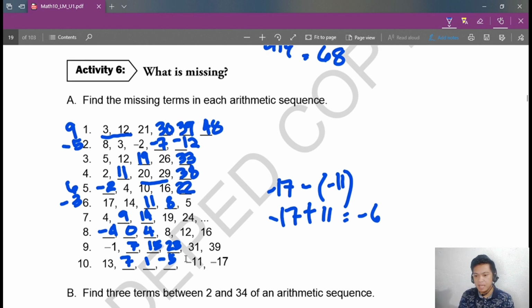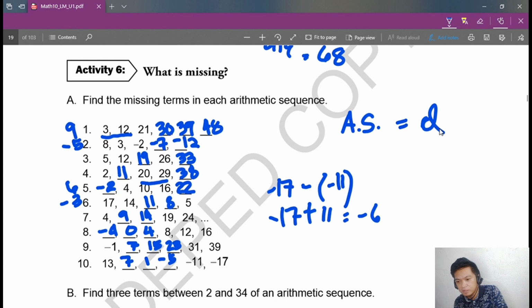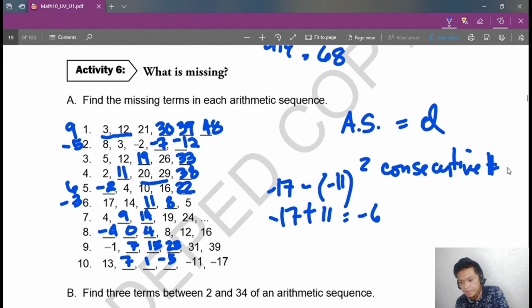So, review natin ha. Ang tandaan nyo, ang arithmetic sequence, it has a common difference. Denoted as D. Meron siyang common difference. Paano ma-identify yung common difference? You identify two consecutive numbers. Two consecutive terms or numbers. Tapos, unahin yung isulat muna yung second number. Tapos, subtract nyo doon yung first number.